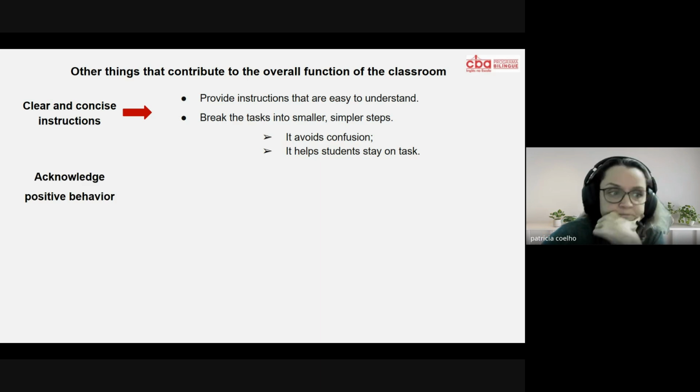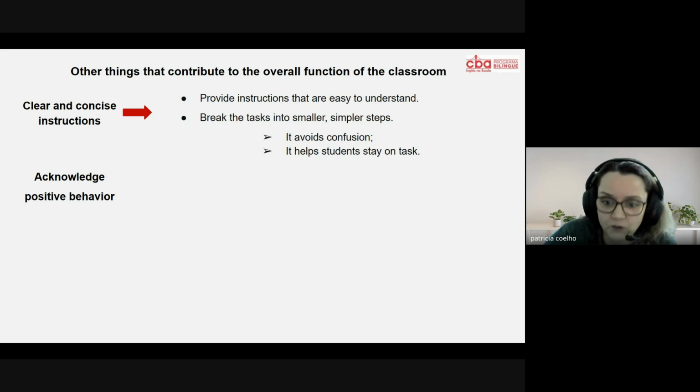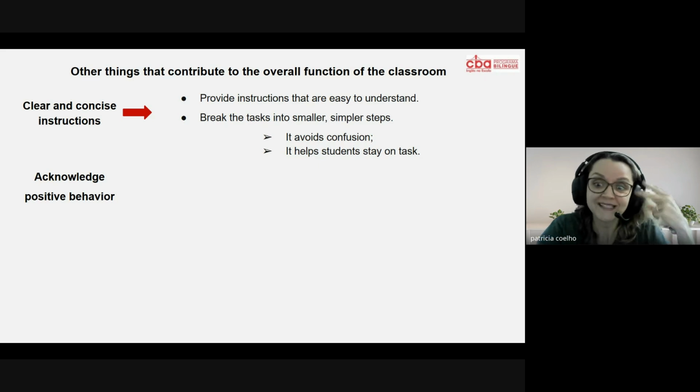Another thing, acknowledge positive behavior. Behavior is a challenge for just about every teacher. Let's try to use positive discipline whenever possible. Do you understand what to acknowledge means? Acknowledge positive behavior. So show students that you are aware of these positive things that they are doing. Show them that you have seen that.